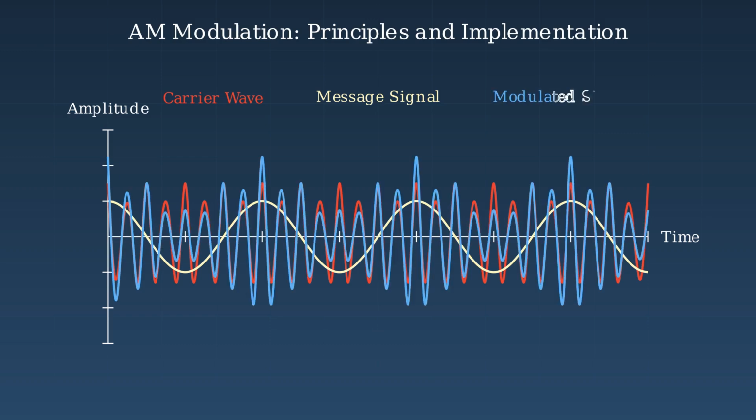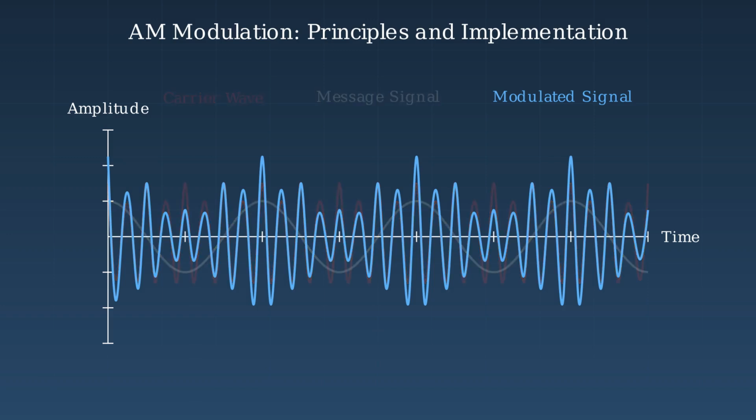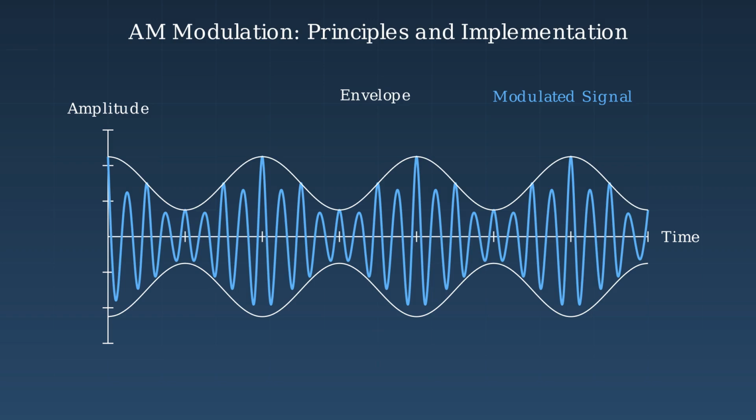When we apply amplitude modulation, the carrier's amplitude varies in proportion to the message signal, resulting in this modulated waveform. The envelope of the modulated signal corresponds to the message signal. This envelope contains the information we want to transmit.